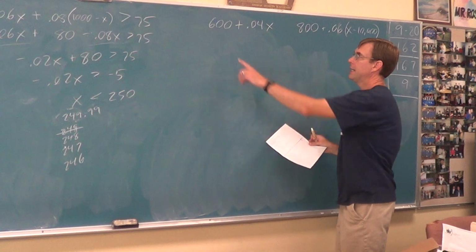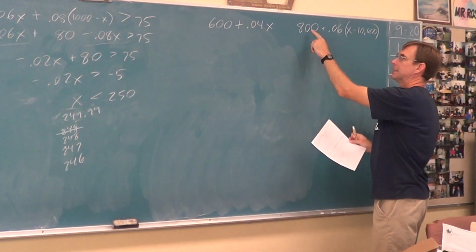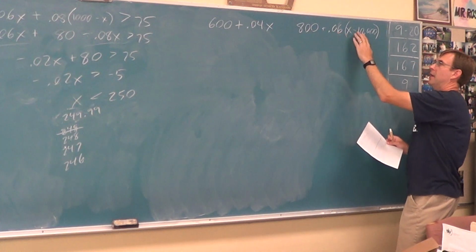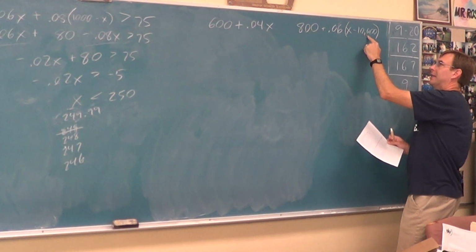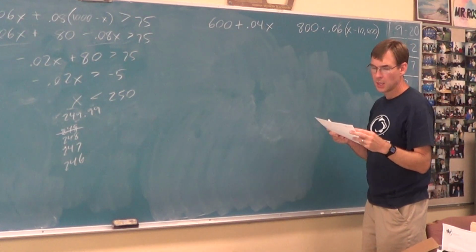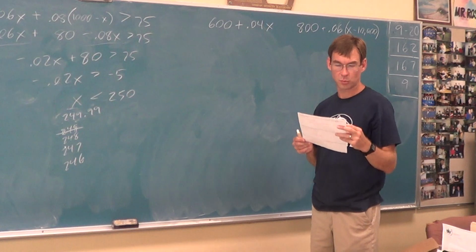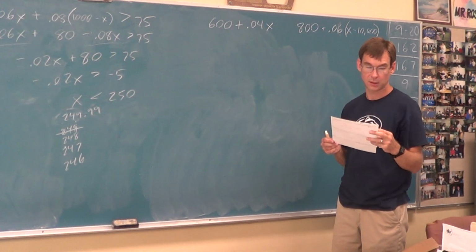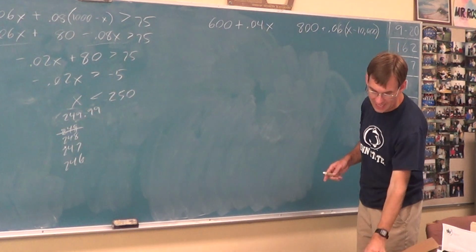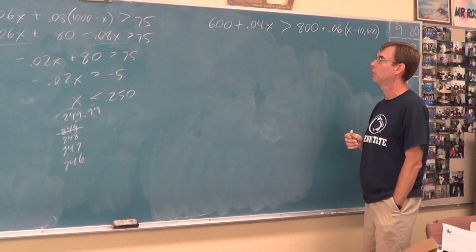Okay, so plan A, 600 plus 4% of everything. Plan B is 800 plus 6%, but only the stuff subtracting 10,000. You don't get paid for the first 10,000 at all. The question says, for what sales, a word that ends in s, so that's a plural answer, so we'll need a phrase on this. We want plan A to be better. So this was plan A, so we want that symbol going that way.